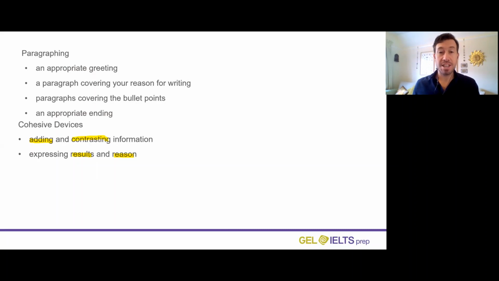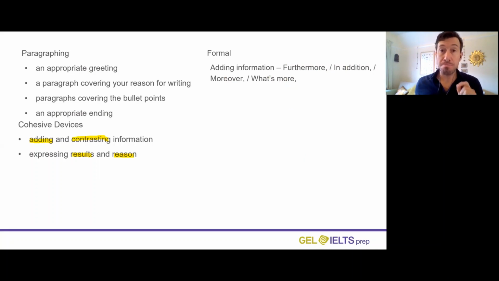Now, in the writing task, as I said, you sometimes need to write formally and sometimes informally. And one of the big differences is the types of cohesive devices, because there are formal cohesive devices and there are informal cohesive devices. Let's have a look at them now. So some formal ones for adding information would be words like furthermore, in addition, moreover, and what's more. They all just mean and. They all have that same meaning, but they're more formal ways of saying that.